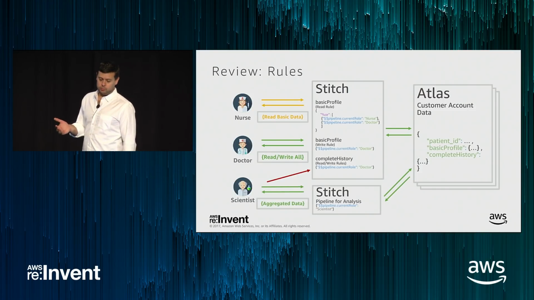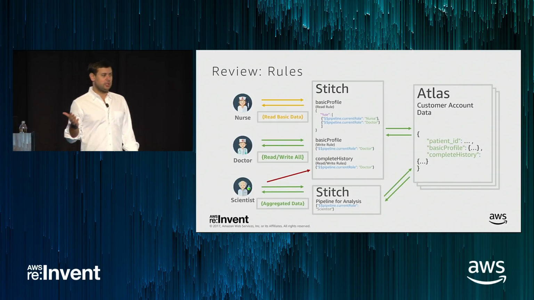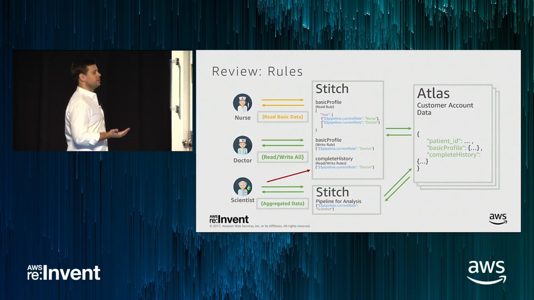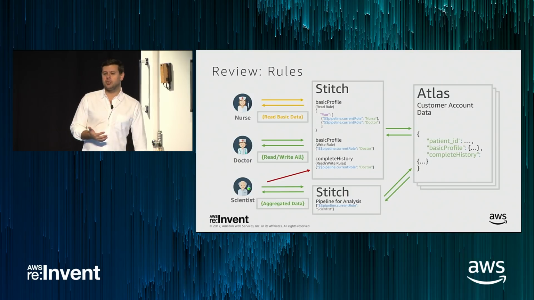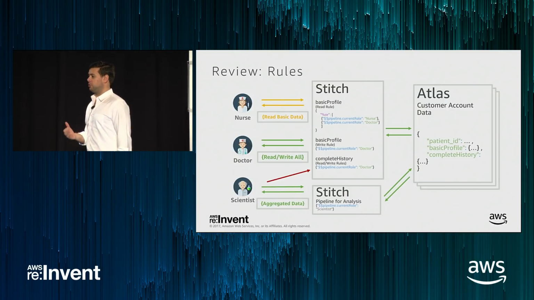And where we want to go with MongoDB Stitch is all the way up to differential privacy. Differential privacy is this whole idea that exposing anything in aggregate is a little bit dangerous.